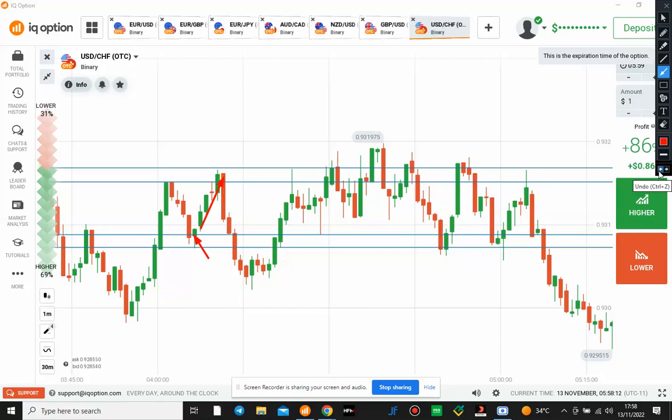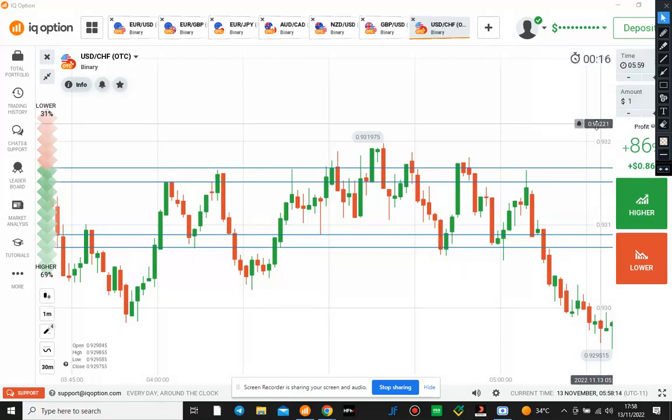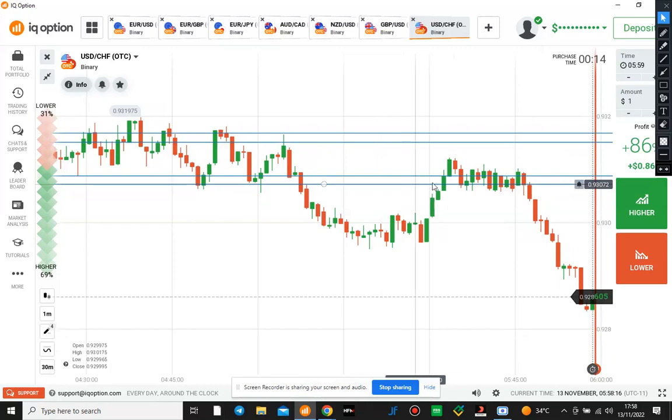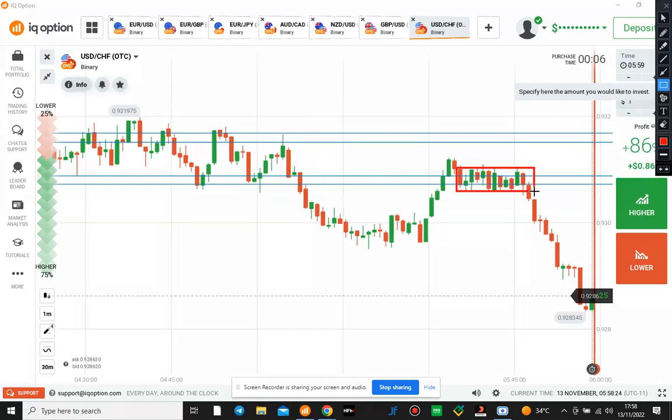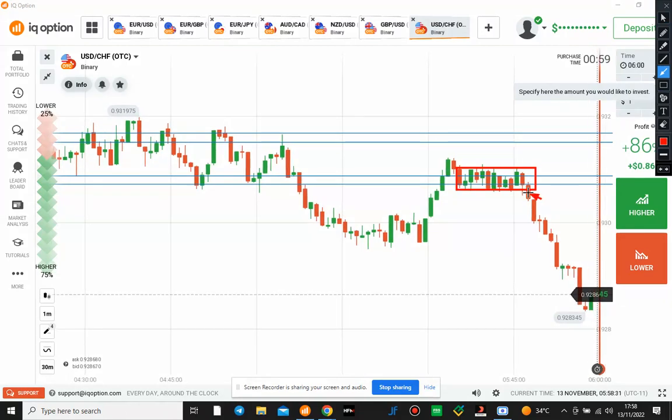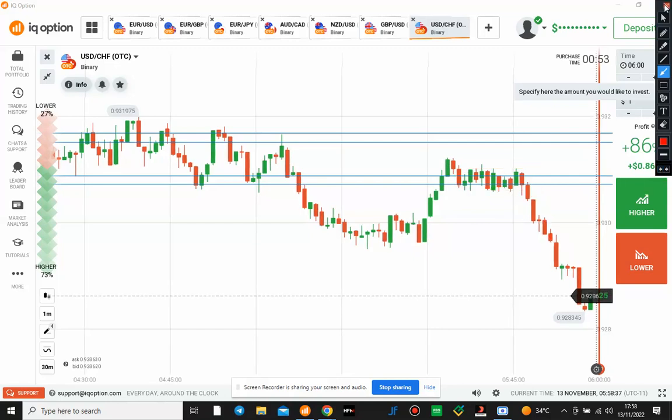Now, let's check on the right side. Let's see what happened next. See, the price approached the level, no sign of reversal, and we have a consolidation, then the price breaks the consolidation level. The next candle was red. That is why sellers keep pushing the price downwards.